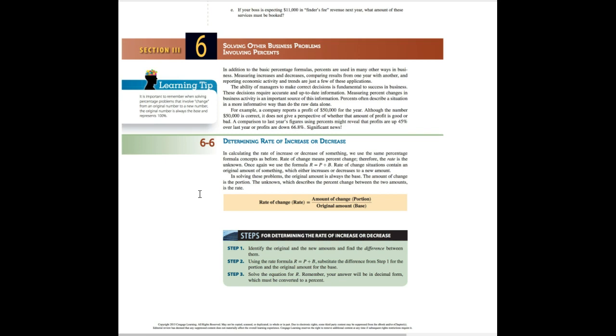When we want to calculate the rate of increase or decrease, we are going to use the same percentage formula concepts that we used before. So it's the rate of change, the rate, equals the amount of change, that's our portion, divided by the original amount, the base.